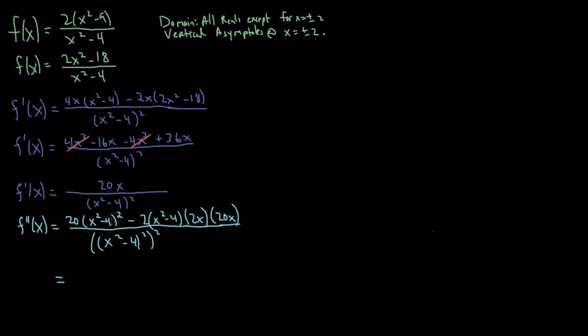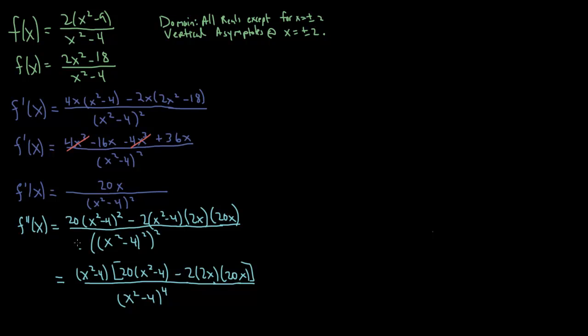First of all, let's notice what we have here. We have an x squared minus 4 factor here, and we have two of them here, and one here. Let's factor out an x squared minus 4. That'll help us a little bit. Now, what is on the bottom? x squared minus 4 squared, and if you square something and then square it again, it's to the 4th power. You multiply the exponents. So let's factor out an x squared minus 4. Now, if we do that, we'll be left with a 20 times x squared minus 4, minus 2 times 2x times 20x.